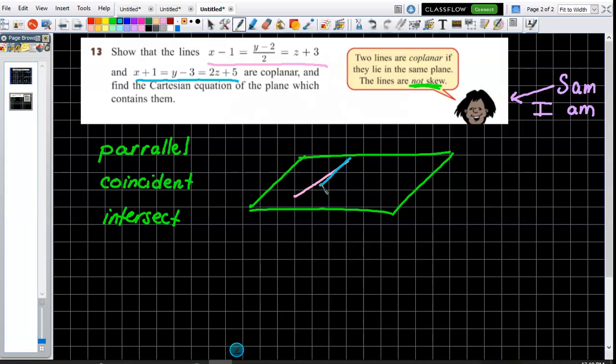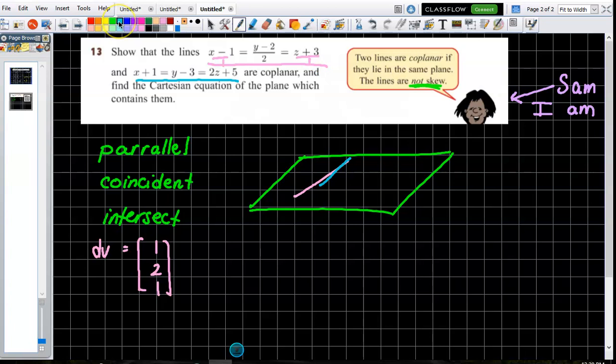So the first thing we have to do is ask, can we rule out that they're parallel? And we do that by finding their direction vectors. And that's all groovy because the direction vector of line 1 is going to be 1, 2, 1. That is what they are divided by.